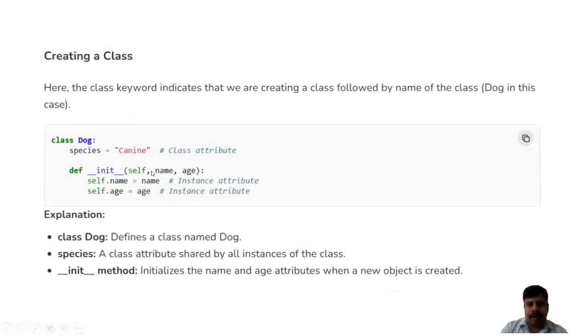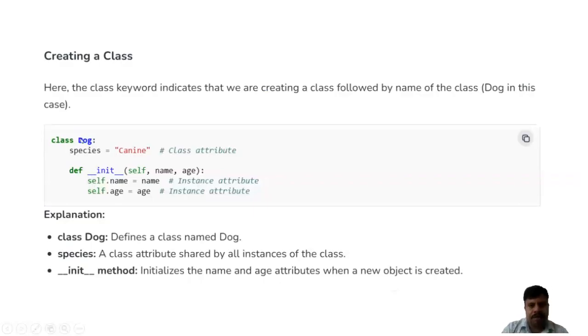This example creates a class named dog. If we are using a class, the keyword must be followed by some name for it, for example class dog. We can use class cat like that. In the class dog, species is defined as canine, which is a class attribute.